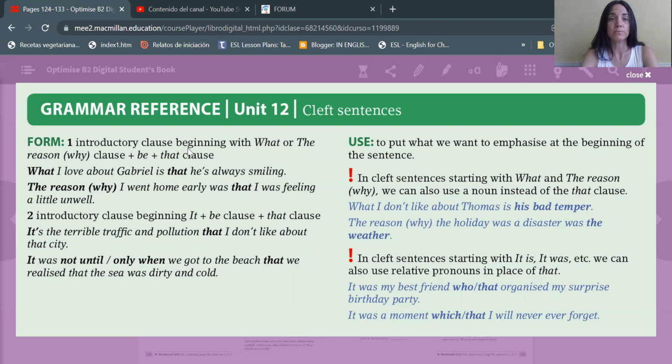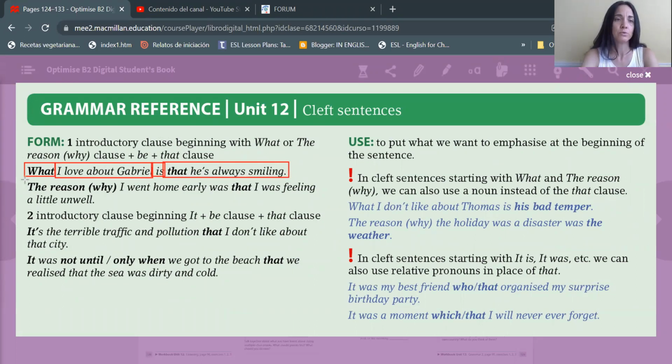The introductory clause beginning with what or the reason why clause, plus the verb be, plus that clause. Let's check this in the example. What I love about Gabriel is that he's always smiling. You can see that first you have, in this case, the word what. Then we have the clause, I love about Gabriel. Then we have the verb to be, is, and then the that clause. So when my sentence starts with what, the connector in the middle is that.